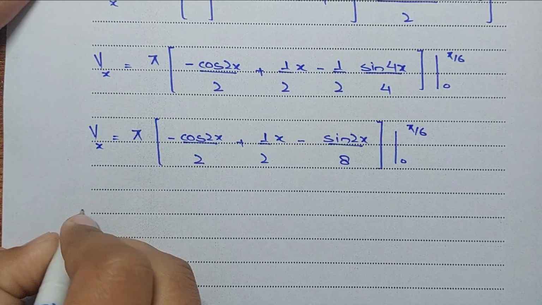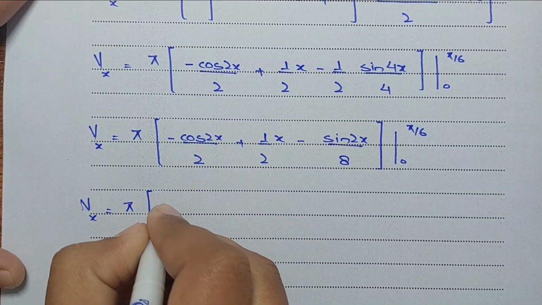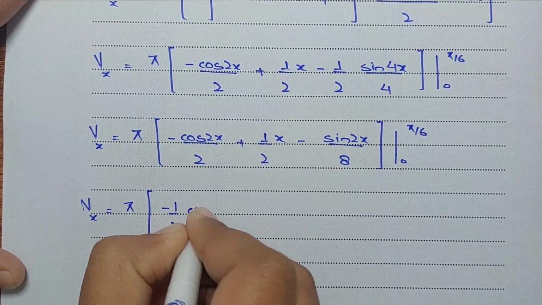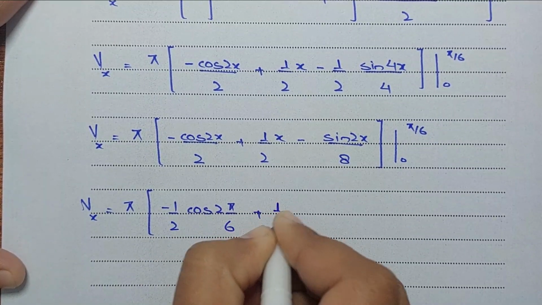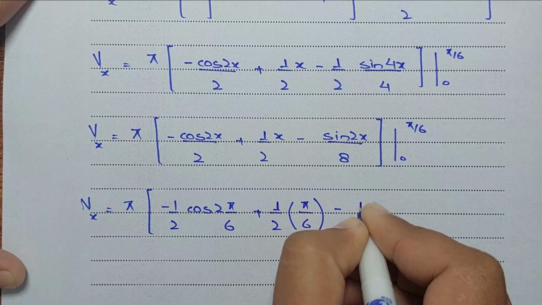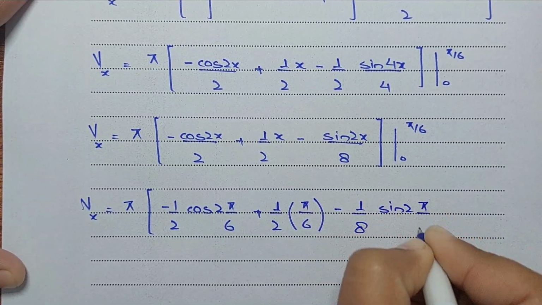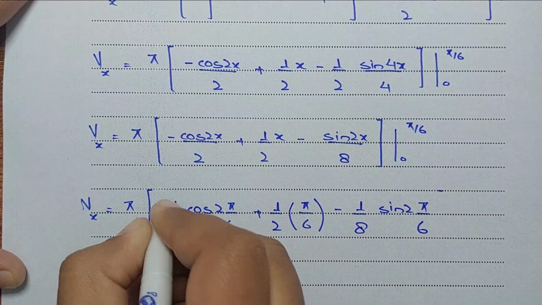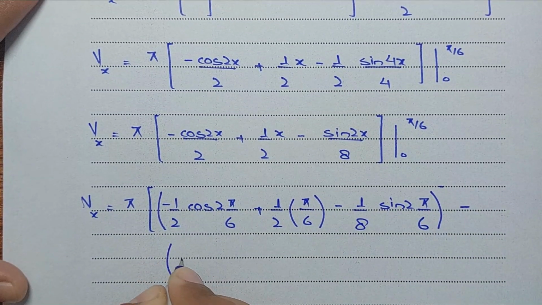Let me substitute the limits. Pi is outside, the upper limit is pi by 6: minus 1 by 2 is outside, cos 2 pi by 6, plus 1 by 2 is as it is, pi by 6, minus 1 over 8 is outside, sine 2 pi by 6. This is the upper limit. Subtract the lower limit, which is 0.